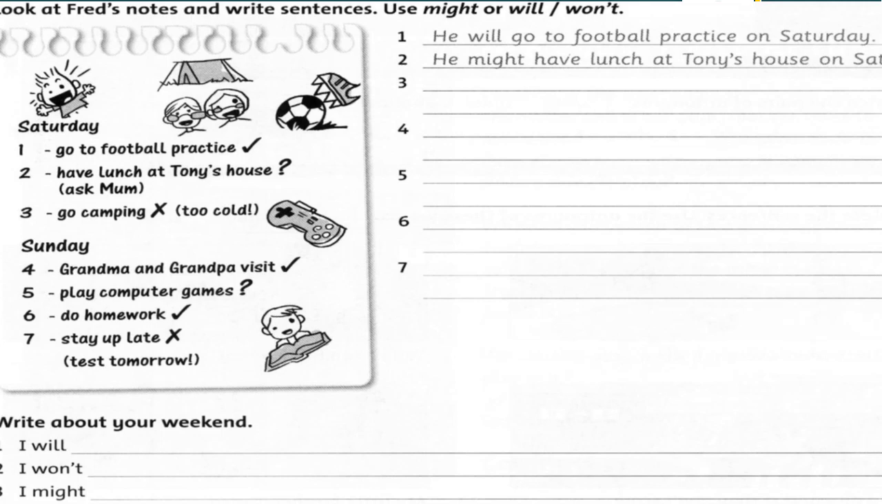Number 5, Fred might play video games on Sunday. Number 6, Fred will do his homework on Sunday. Number 7, he won't stay up late on Sunday. Why? You can see that it says test tomorrow. So he won't stay up late.